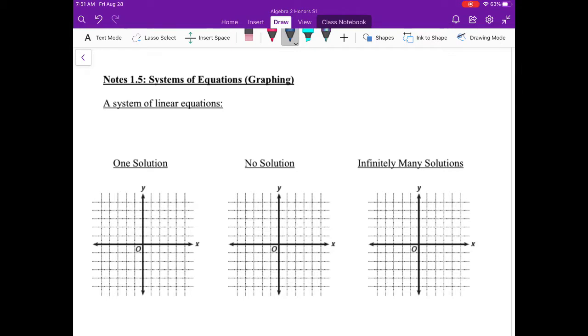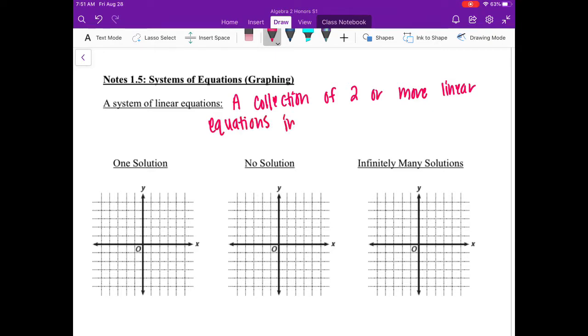So let's start with the definition of a system of linear equations. It is a collection of two or more linear equations involving the same set of variables.